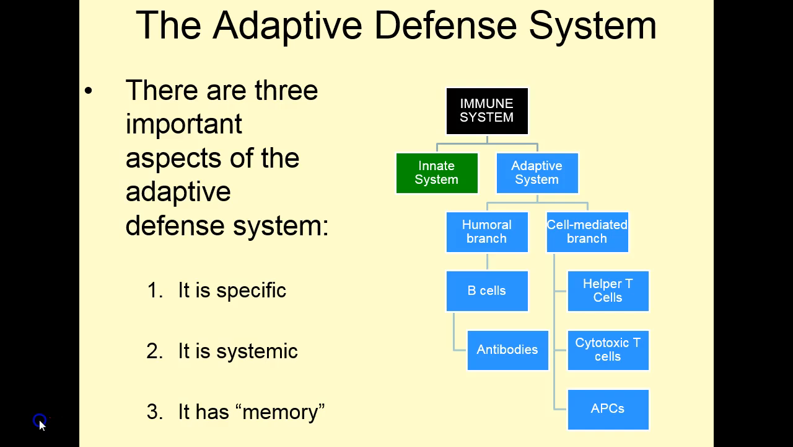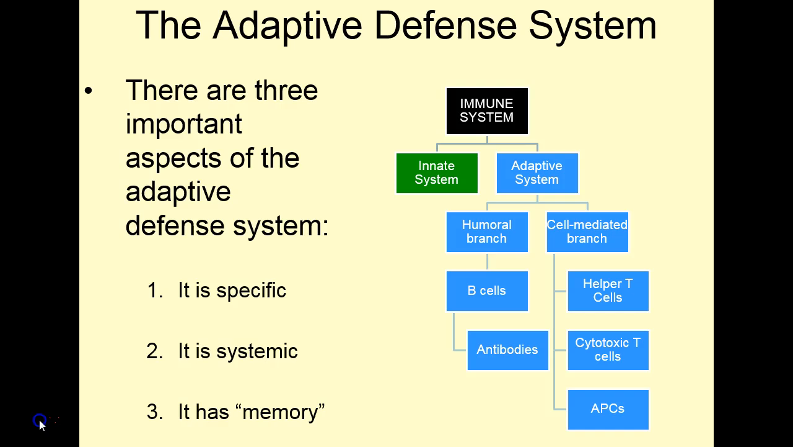With the innate system, you read and probably saw in the videos that it doesn't recognize specific pathogens in the body. If it sees something that looks sketchy or foreign, it responds to it without really knowing what it is. The adaptive system is very different. It is capable of recognizing different disease-causing organisms, and it uses specific cells to respond to each.